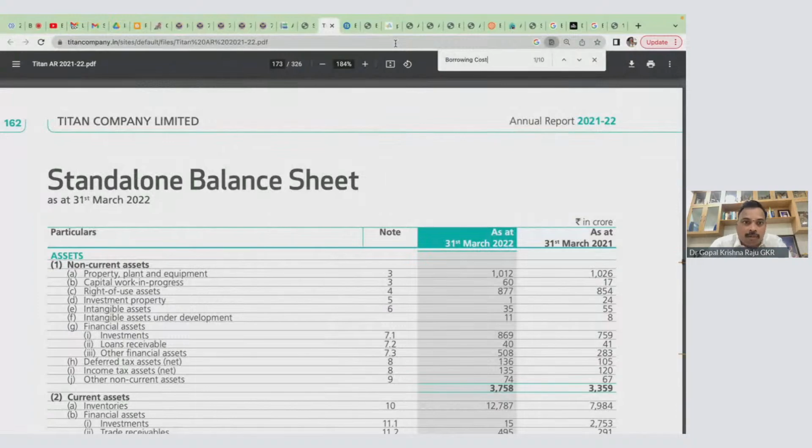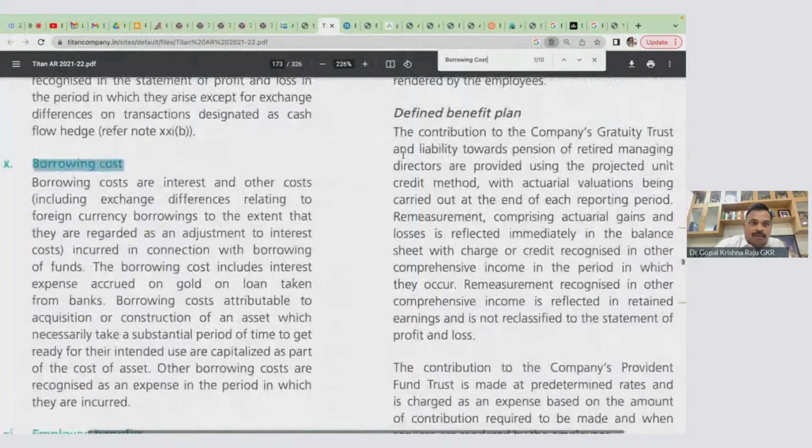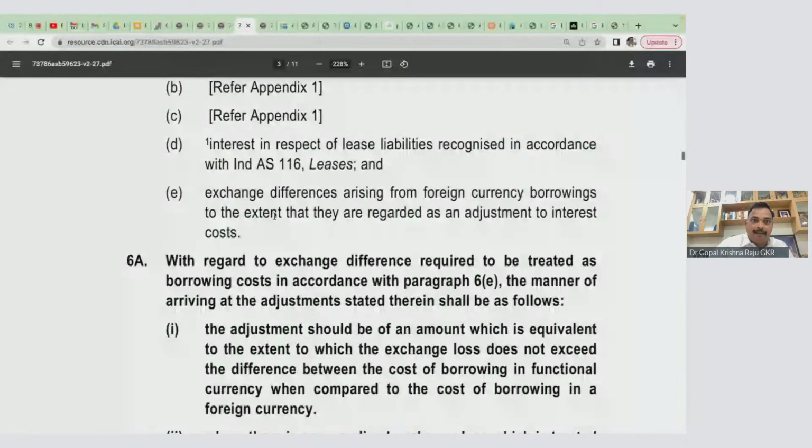I'll just take borrowing cost. Look at this. Borrowing cost or interest and other costs, including exchange difference. This particular paragraph alone has been inserted. For example, look at this 6A. Para 6A. Now I want to make one observation here.